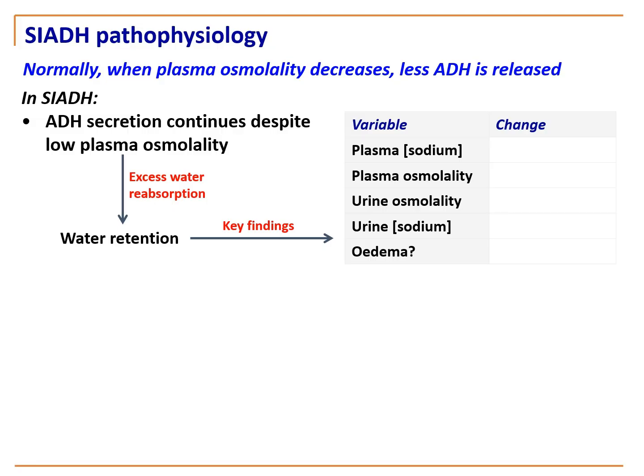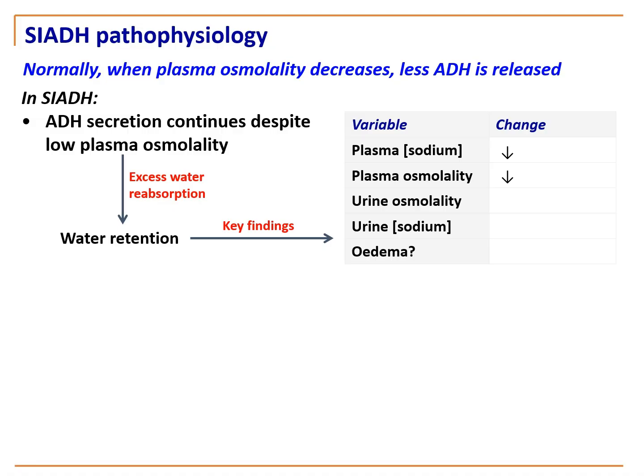Okay, so first of all, we'll look at the plasma sodium. So the plasma sodium will go down, and that is because we've got dilution of it from the retained water. And this obviously then goes on to cause a reduction in the plasma osmolarity. So what you have is a reduced sodium concentration. So you have a dilutional hyponatremia.